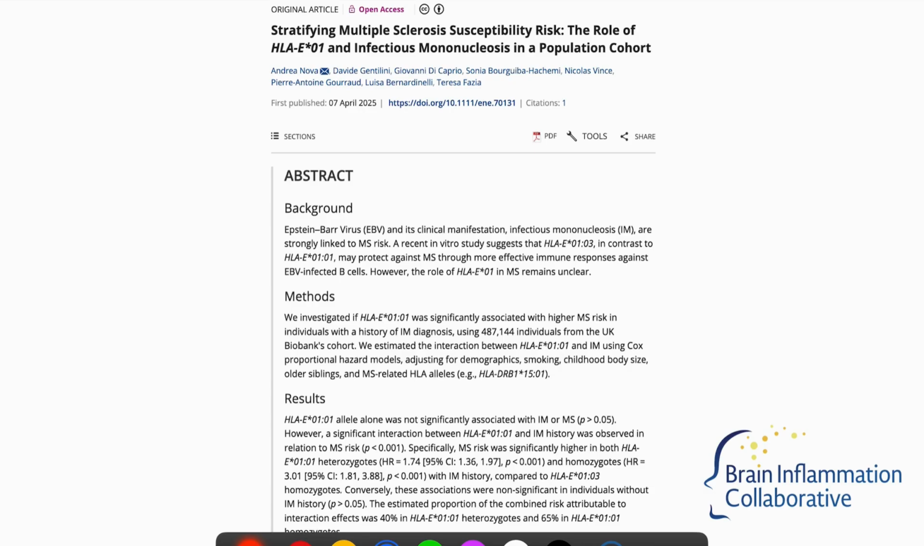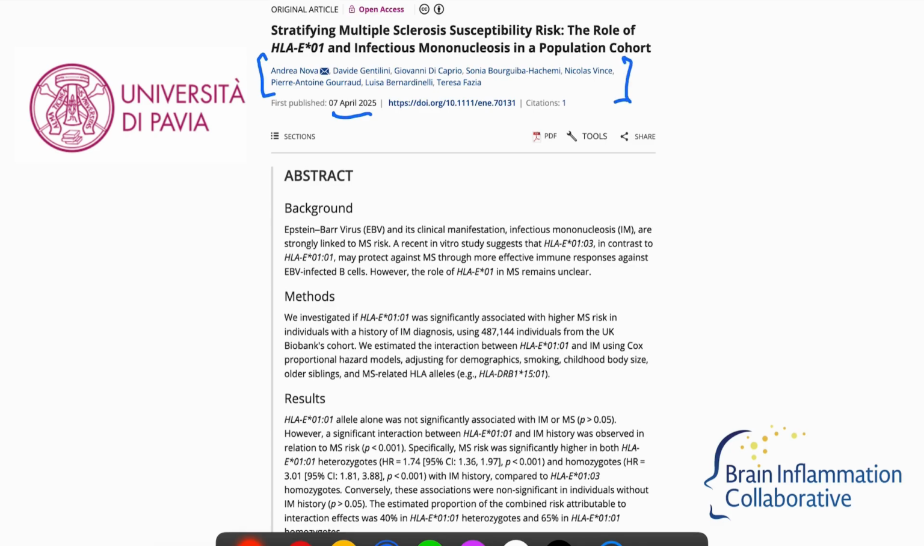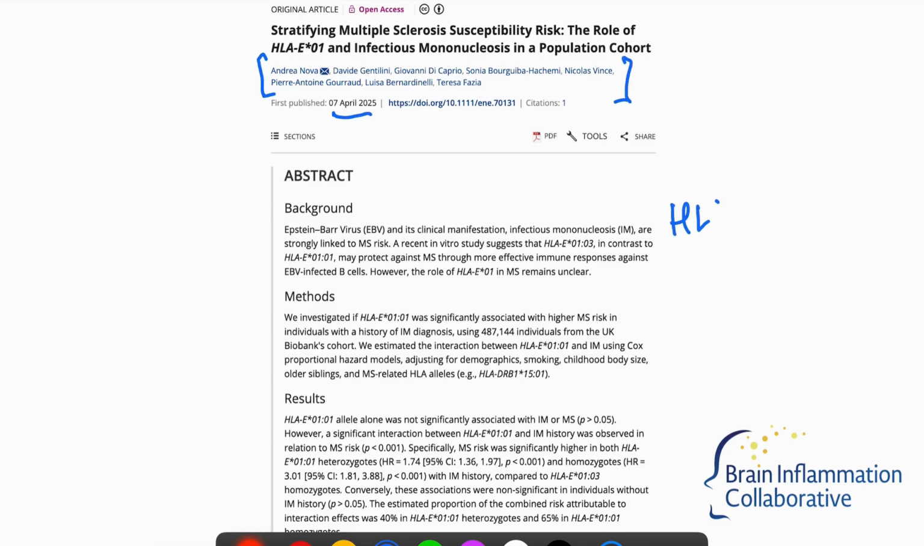Now, this leads us to the results of a recently published study by an Italian group where they discovered that having HLA-E variant called 0101 plus a documented case of infectious mononucleosis increased the risk of later developing multiple sclerosis by a significant amount.